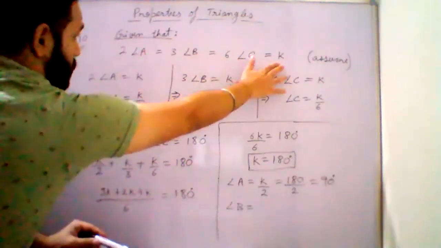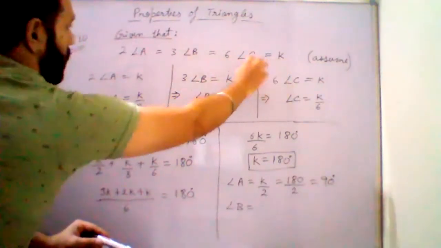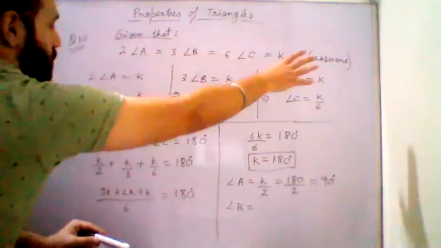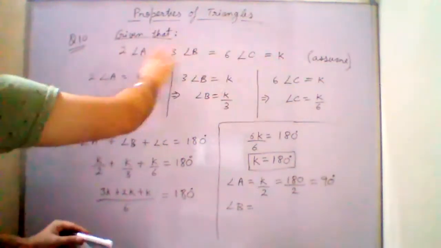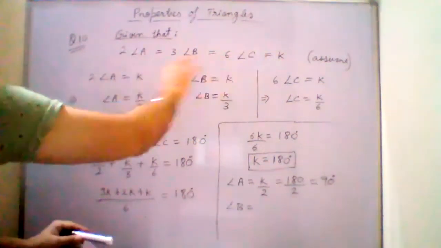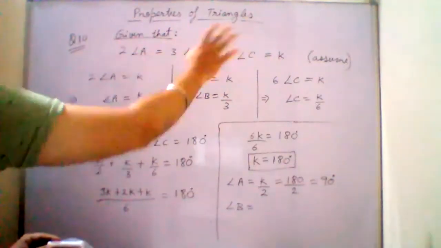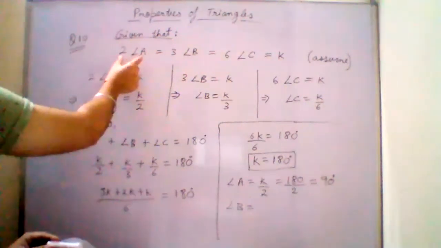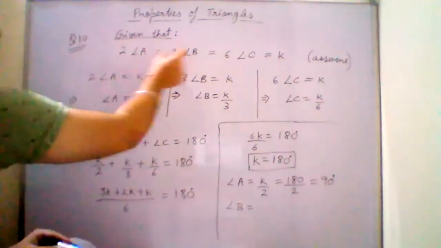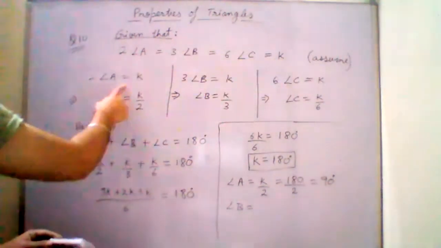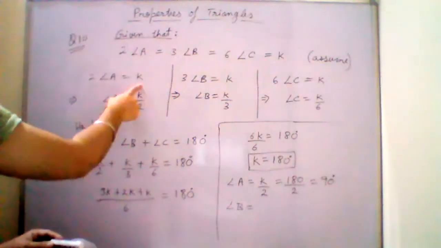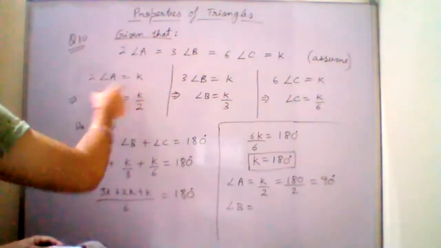You put all three equal to K. I put K equal as well, which means all these four things are now equal to each other. So I can put any of them equal to K, because all four are equal. So I have put twice angle A equal to K first. Can we put it? Yes, sir.